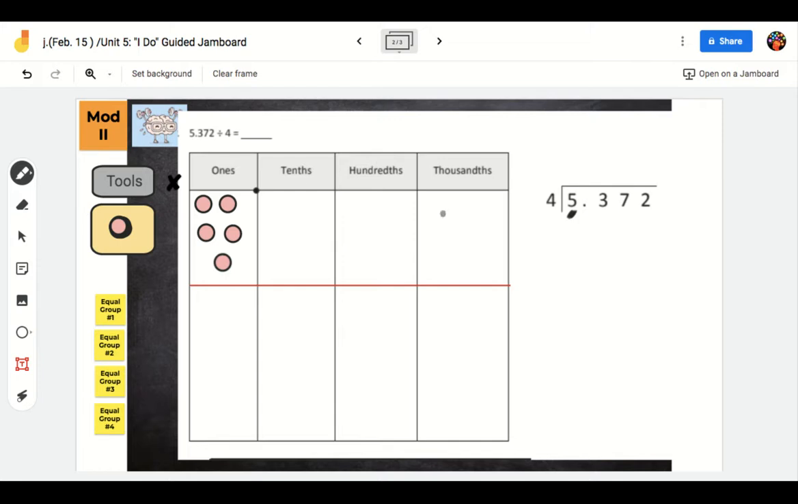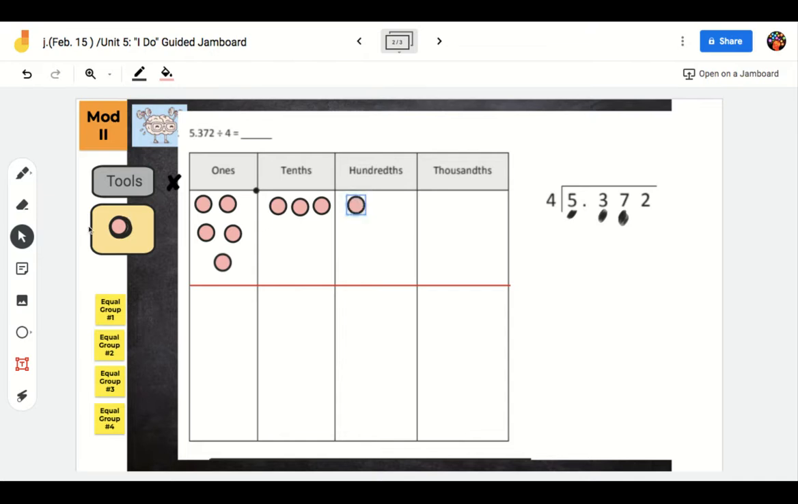Ones place. Now in the tenths place, I have 3. In the hundredths place, I have 7 hundredths.